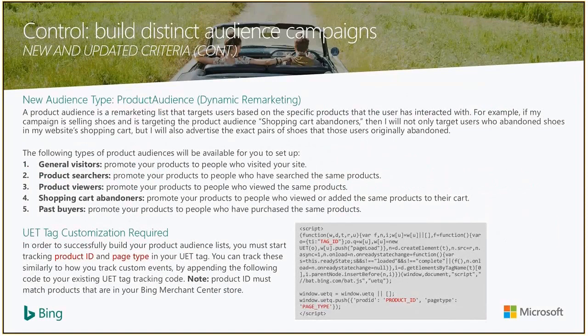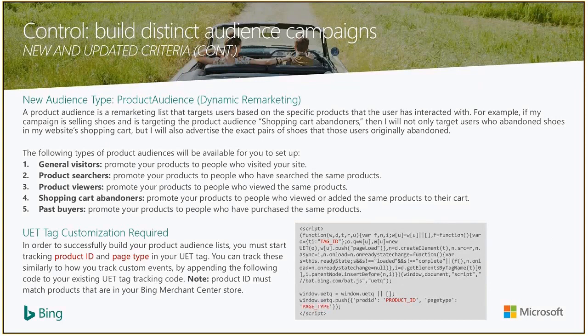Probably the most exciting change here is that we are introducing a new audience type as well, product audiences. Some of you may know this as dynamic remarketing. A product audience is essentially a remarketing list that allows you to target users based on the specific products that they've interacted with. You may have a remarketing list today that tries to target shopping cart abandoners, customers who added something to their cart but did not complete their workflow.